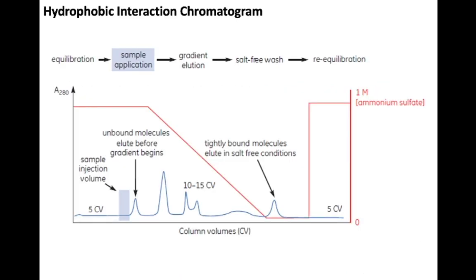Now, these help to denature proteins, thereby reducing the level of interaction. If we look at a chromatogram, first we have the equilibration, with 5 column volume washes. Afterwards we apply our sample, and next we have the unbound molecules, which elute before the gradient starts. Then we have the gradient elution. And then afterwards we have a salt-free wash, and the tightly bound molecules only elute in the salt-free conditions.